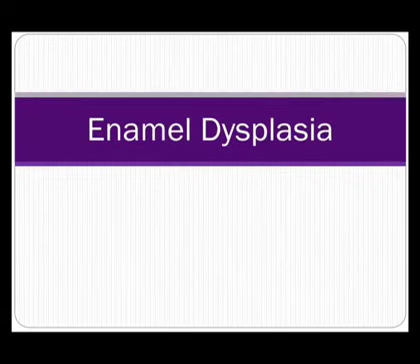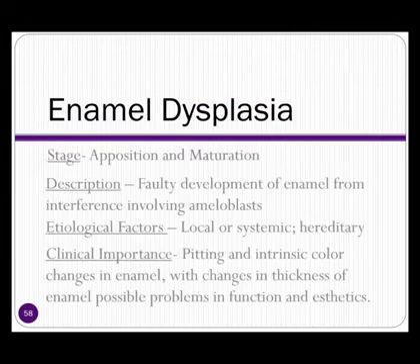Okay, next we're going to talk about enamel dysplasia. And enamel dysplasia is a very broad term that encompasses any type of faulty development in enamel. Enamel is formed by cells called ameloblasts. So any interference of these cells can cause faulty formation of enamel. This is really important to remember.